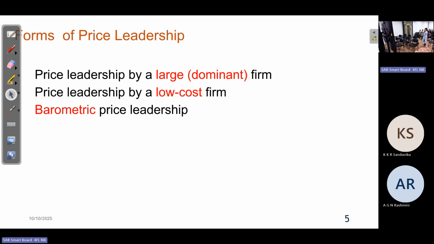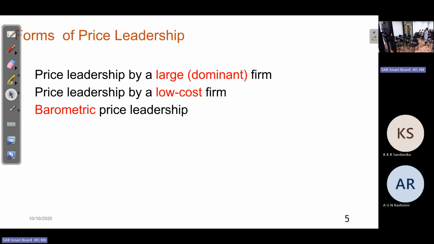Then price leadership by a low cost firm. Now they are not looking at the market share but at the lowest cost. Among all the firms, they check who makes the product with the lowest average cost, and thereby they set that firm as the leader.